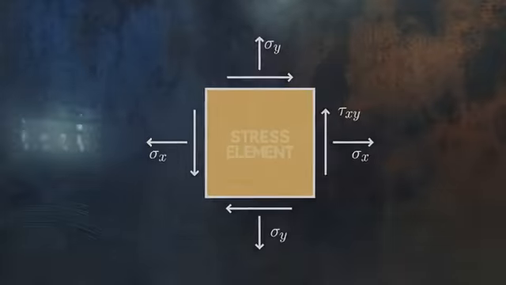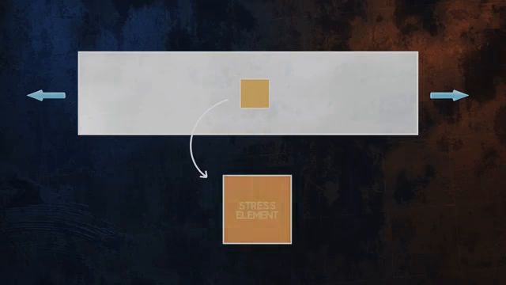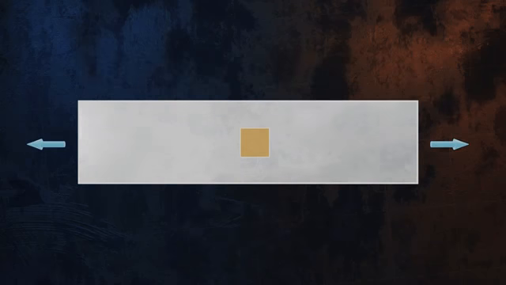Let's look at a simple example of a beam under axial load. Our stress element is aligned with the direction of the applied load, and so the stress state will be very simple. We will only have a normal stress of sigma x, sigma y, and the shear stresses will be zero. But we might want to rotate our stress element to get the stress state for a specific angle.